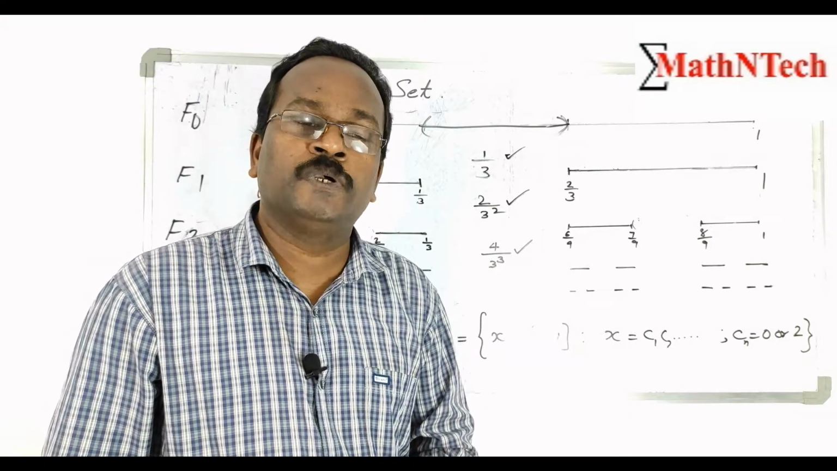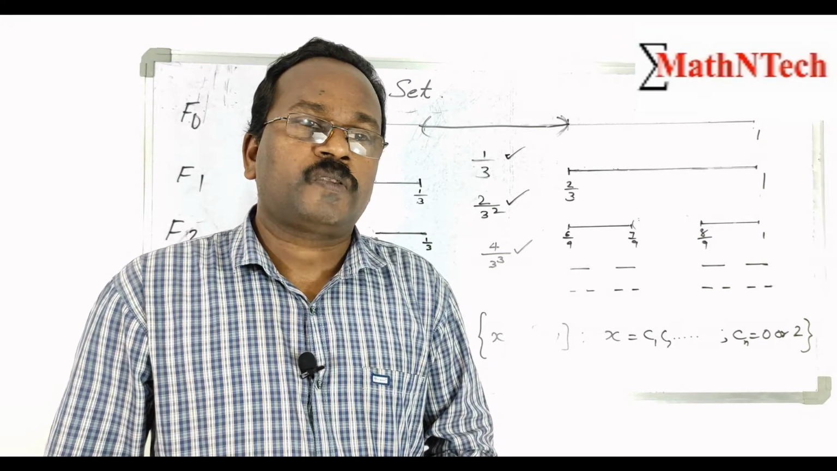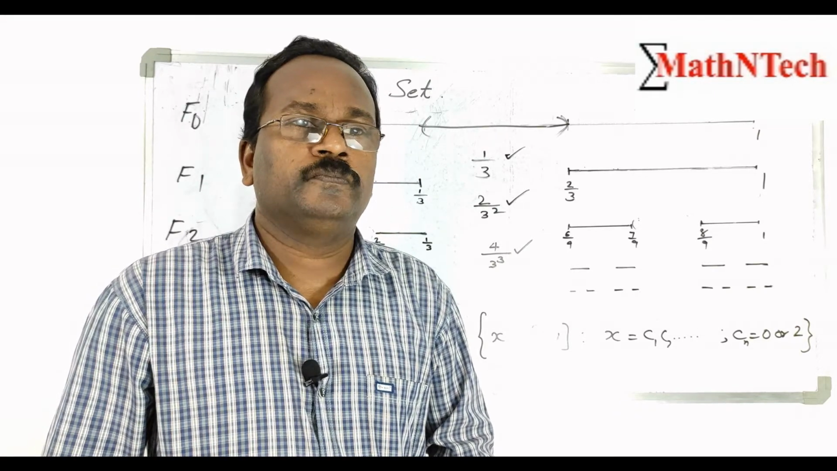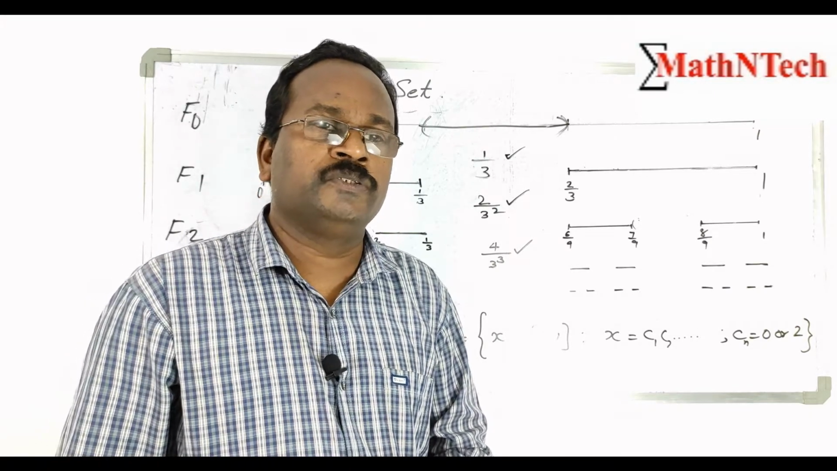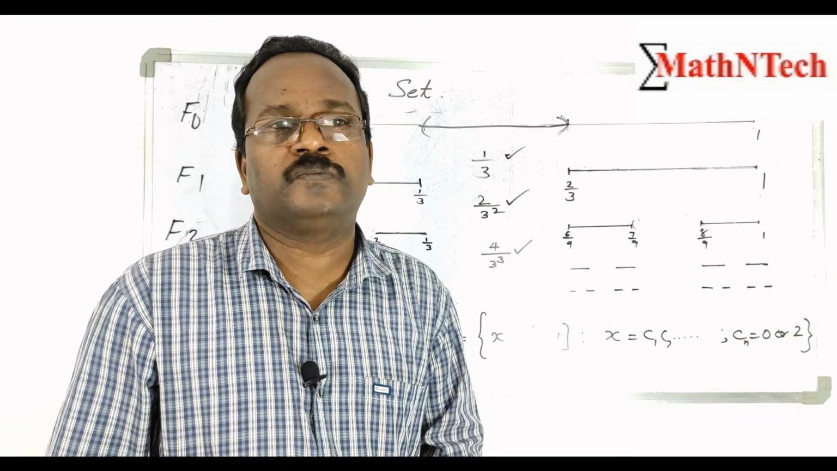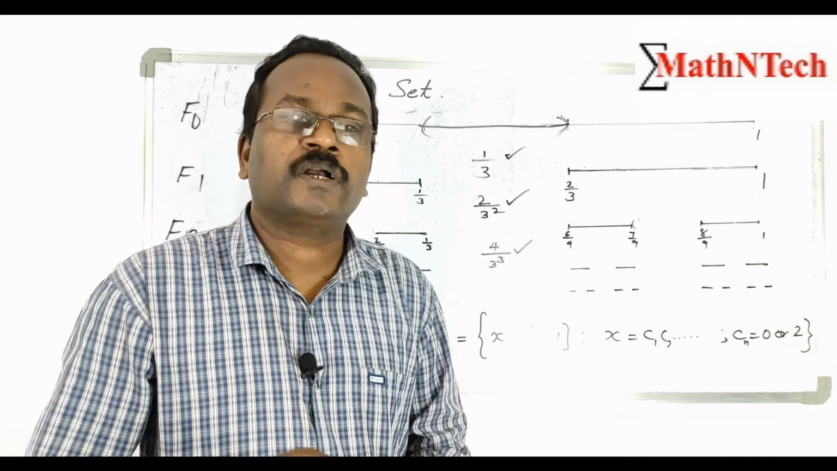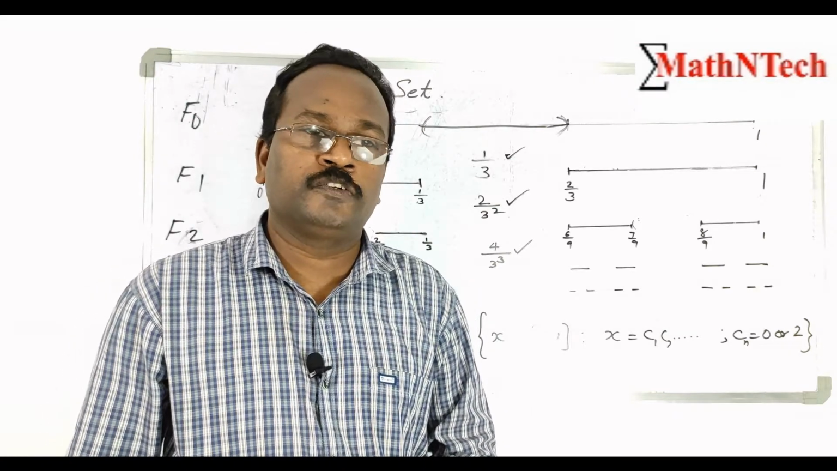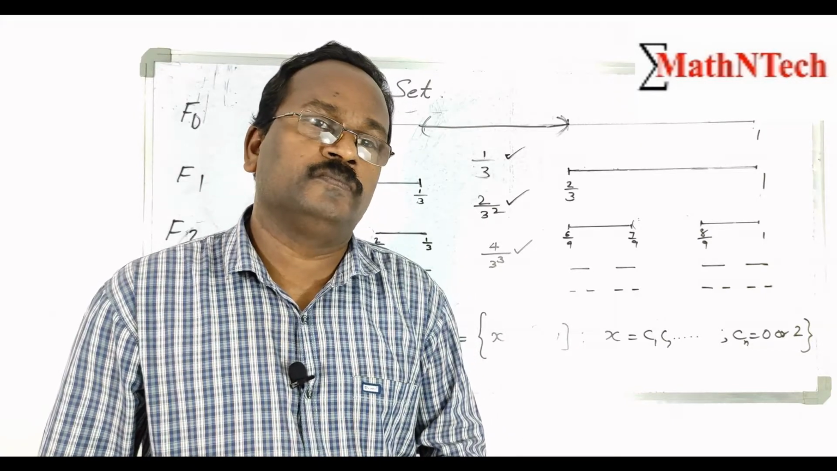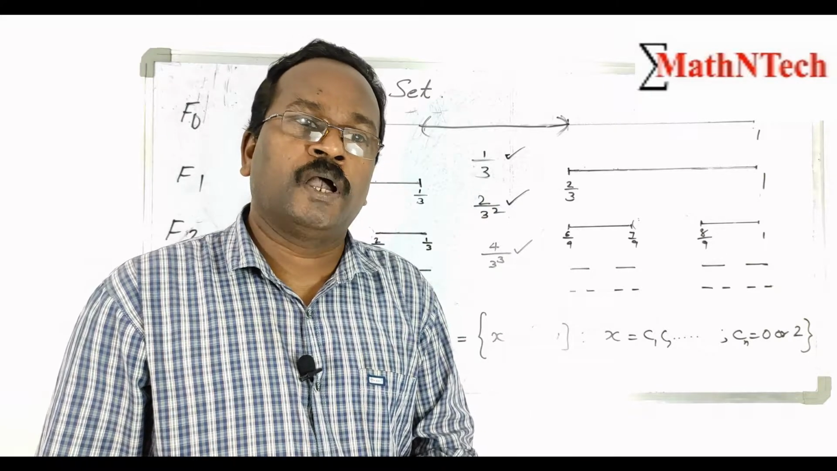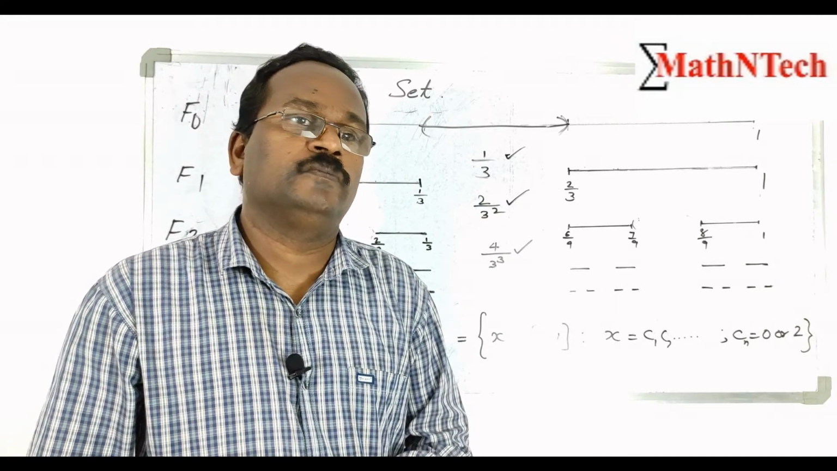Not one-to-one means 1/3 and 2/3 are mapped to the same point. The image of 1/3 and the image of 2/3 are equal to 1/2. So it is not one-to-one. So the cardinality of the Cantor set and the cardinality of the unit interval [0, 1] are equal. But the unit interval [0, 1] is uncountable. Therefore, Cantor set is uncountable.